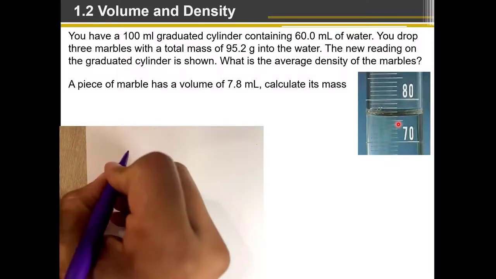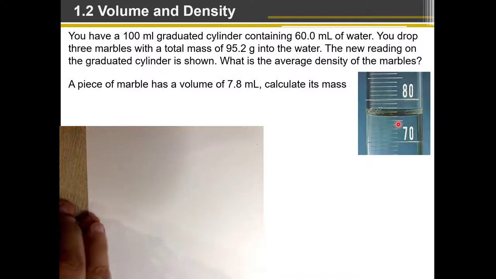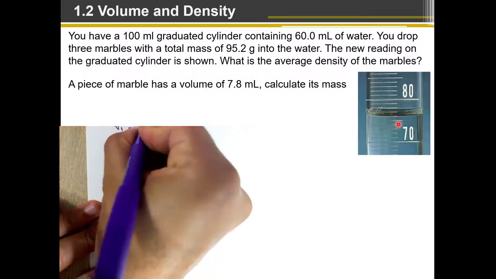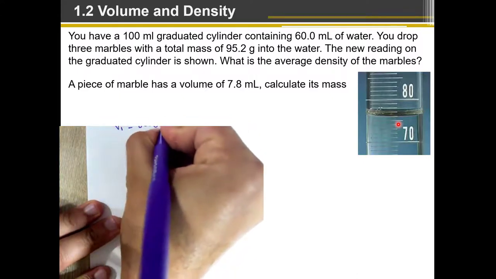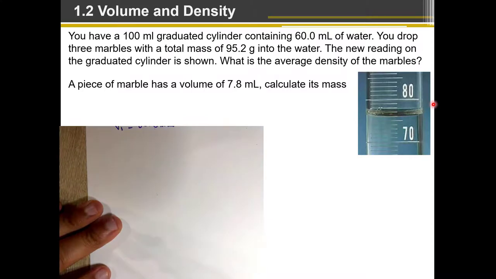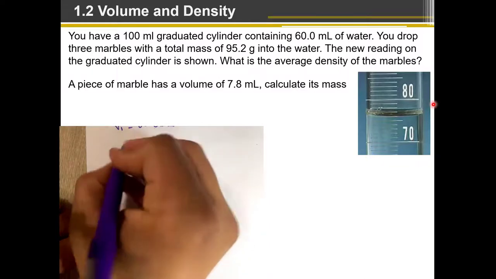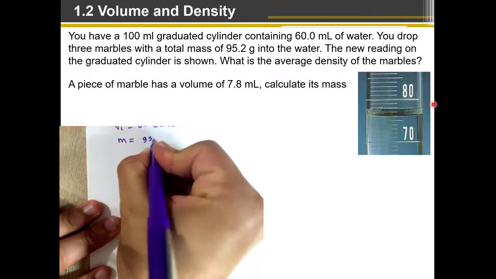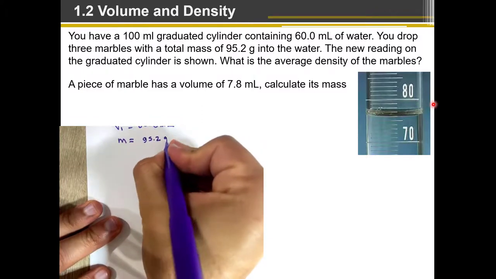So we start by listing the information that we were given in the problem statement. The initial volume of the water equals 60 milliliters. The 100 milliliter size of the graduated cylinder has no use for us in this case. The mass of the marbles equals 95.2 grams.